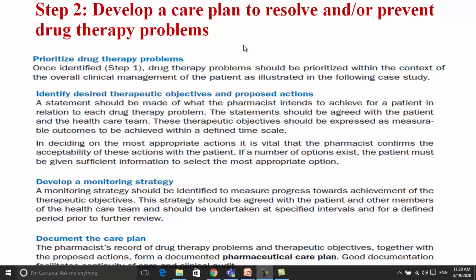Then at the end you have to document the care plan: the pharmacist's record of drug therapy problems, therapeutic objectives, together with the proposed action, forms the documented pharmaceutical care plan. Good documentation facilitates the provision of pharmaceutical care and also facilitates research and clinical audit. It's important for you to document the care plan so that you can go back later to assess whether the pharmaceutical plan given is rational or not.